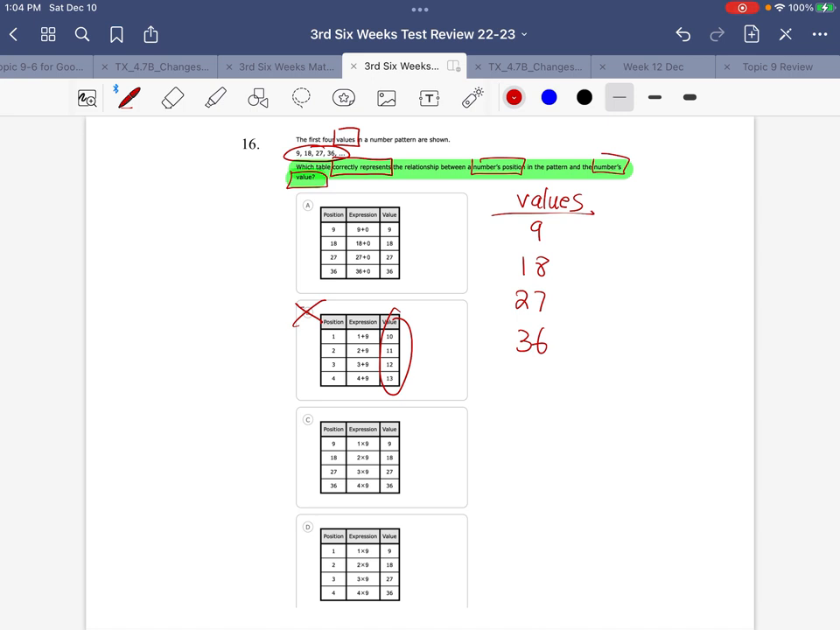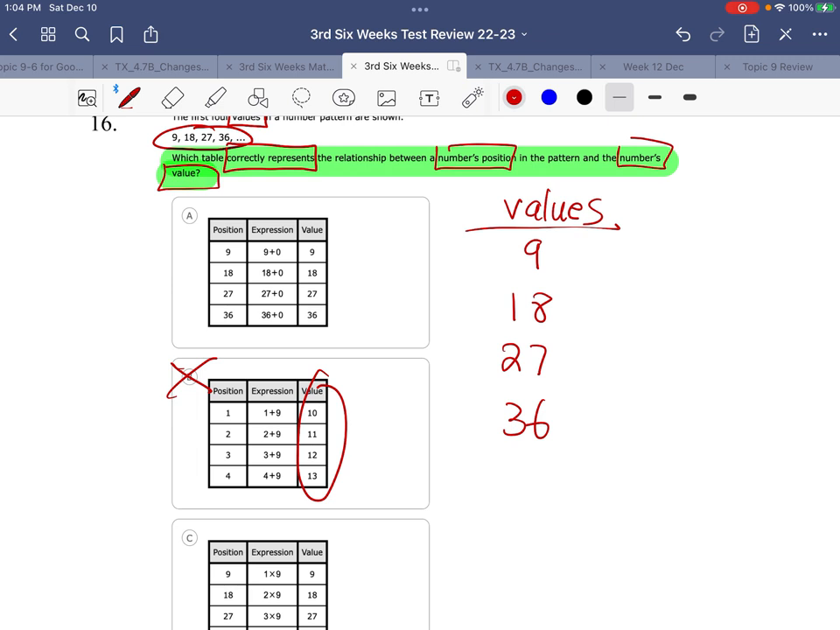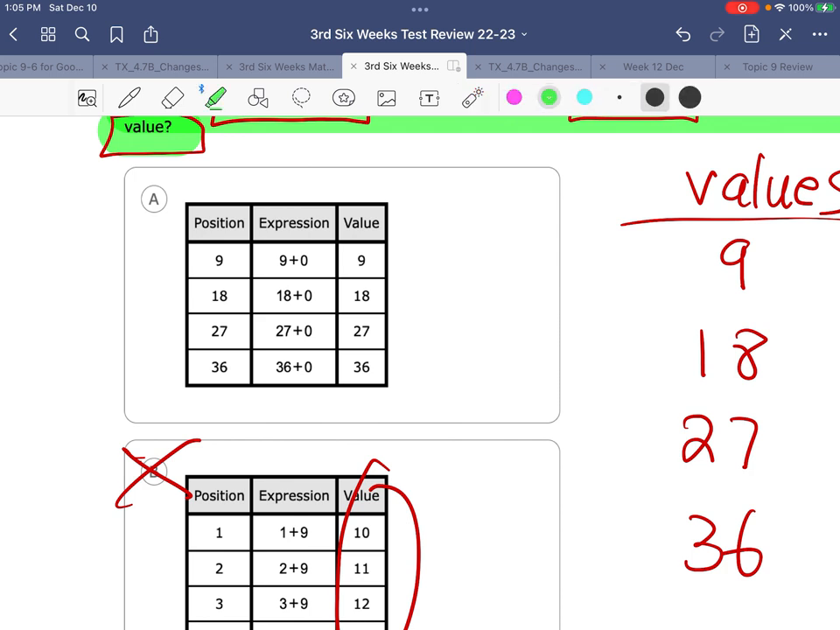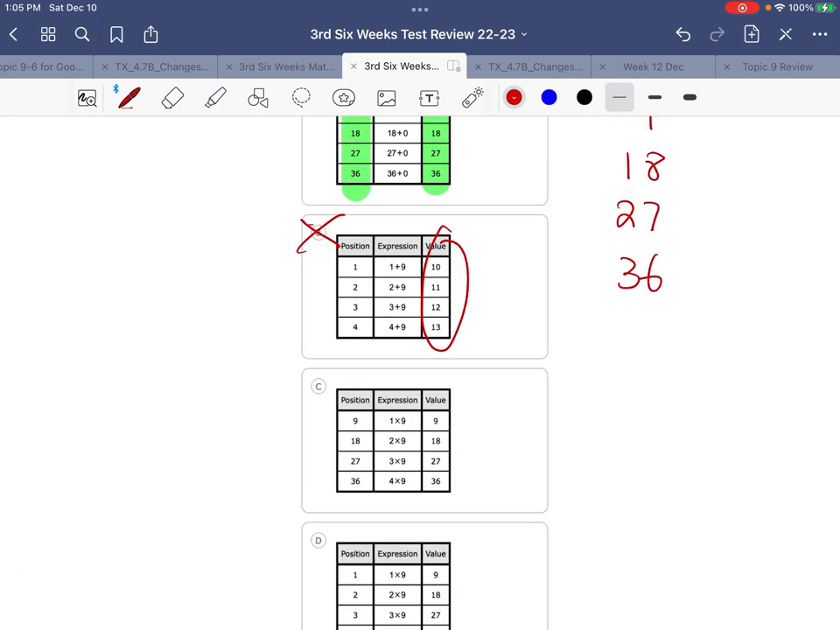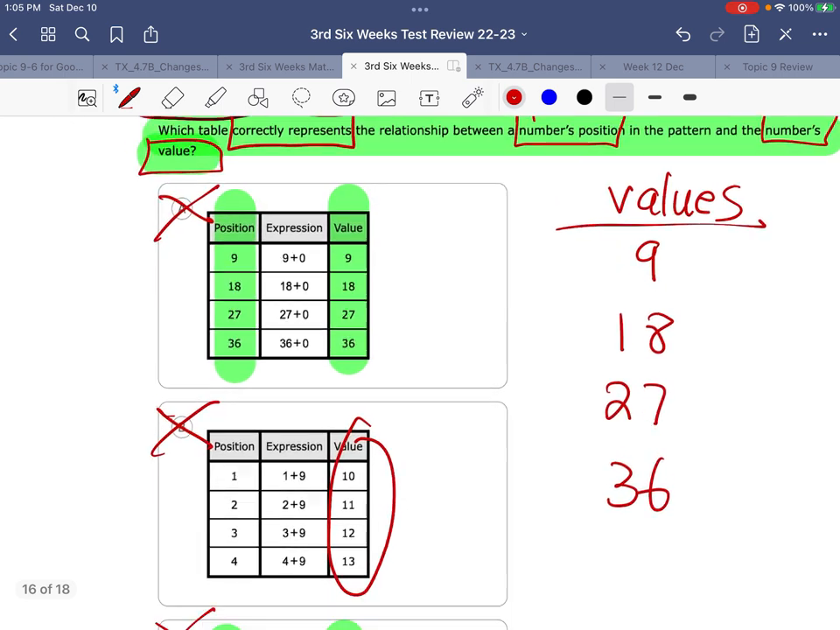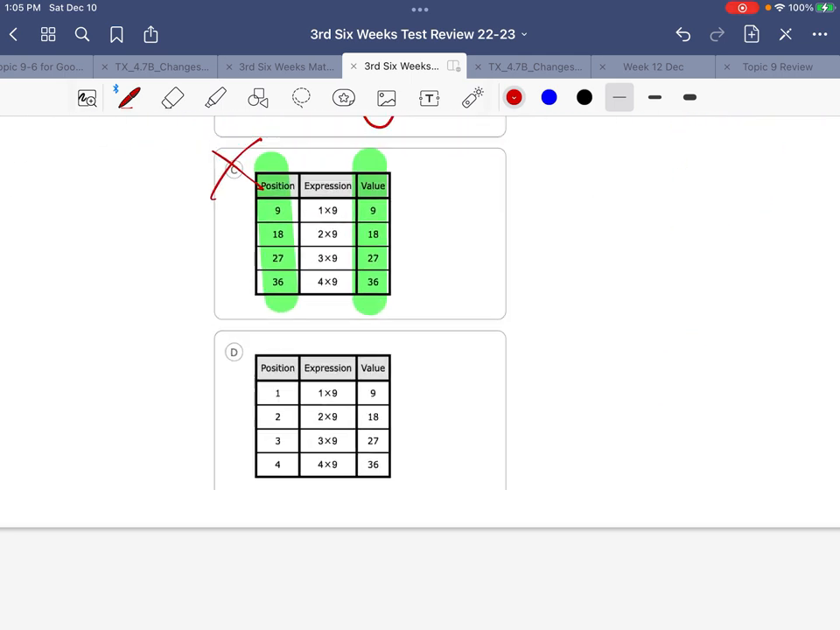Now I want to go look and see the positions, okay? Your position numbers cannot be the same as your value numbers. So I'm going to tell you what I mean. In A, if you notice the positions are the same as the value, that is not right. They can never be the same. Okay, so not A. If I look at C, same thing. They're the same as the values. That's not right. So it's not C. My only answer could be D, but let's just make sure that it's right.